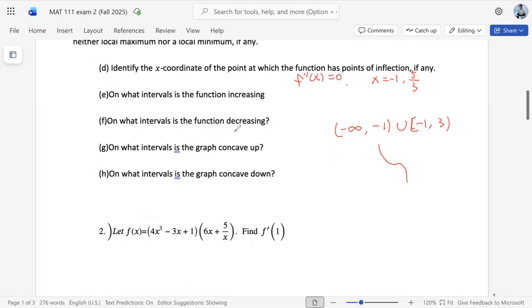Okay, F. On what intervals is the function decreasing? Right, from negative infinity, this one. On what interval is the graph concave up? Concave up. So this is concave up. Right, from negative infinity to -1 is concave up. Then from -1 to 3, concave down. It wiggles. Right. Then from 3 to infinity, concave up. On what interval is the graph concave down?